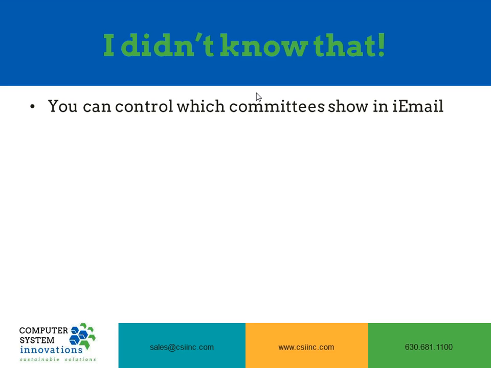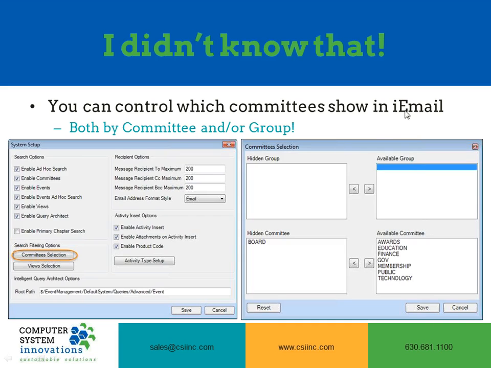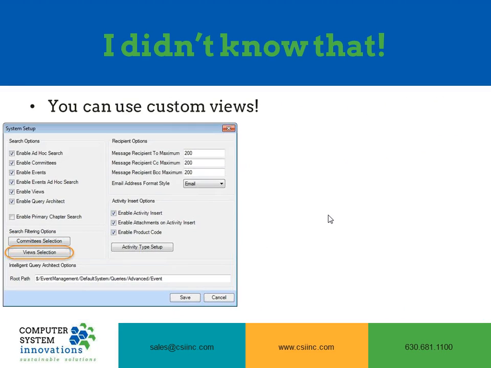You can control what committees show in iEmail. So down here in committees, once I click on the committee selection, I get this, and I can control it by group or actual committee name. I always joke in my iEmail demos that I don't want my staff being able to email my board and tell them what a terrible exec I am. So you can actually hide certain committees from iEmail so that people at your organization cannot email them.